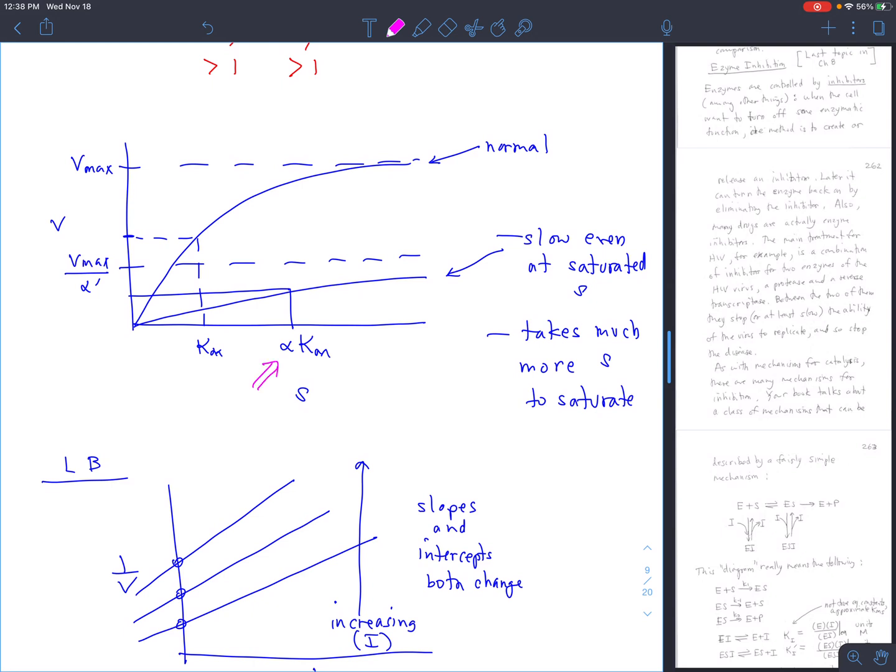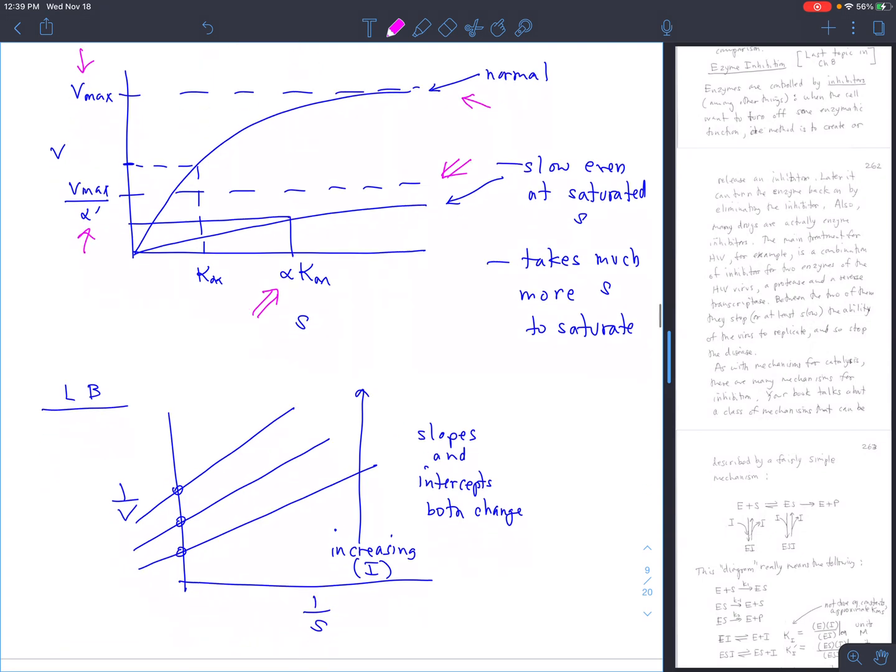So it takes more substrate to saturate than it did before. But also, when you finally do saturate, when you've added an infinite amount of substrate, let's say, suppose that's possible, you still haven't reached the actual original Vmax value. You will have reached some reduced Vmax value.